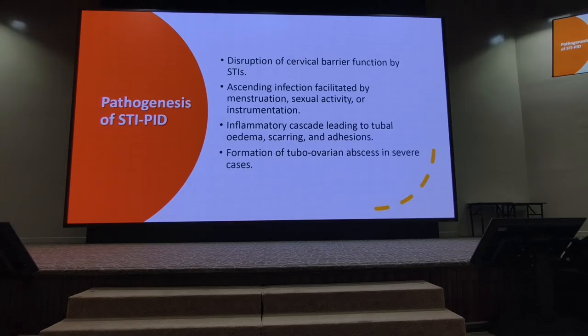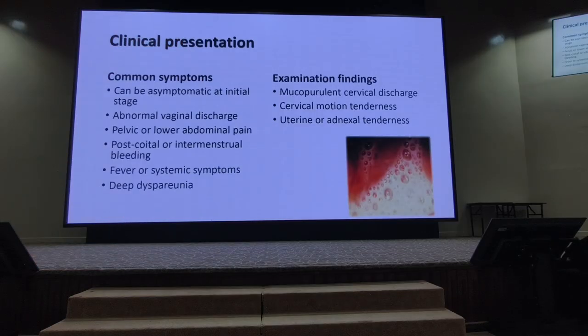Now, if there is an ascending infection and you don't treat it, it's unrecognized, it causes inflammation, tissue damage, edema, scarring, and so on, and finally adhesion and tubo-ovarian abscess.